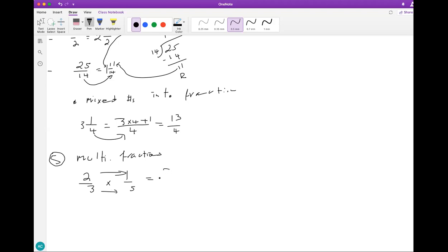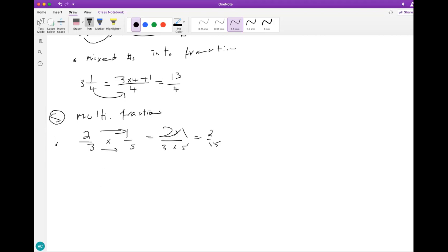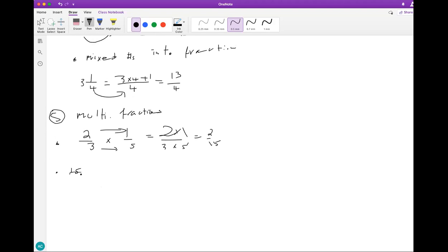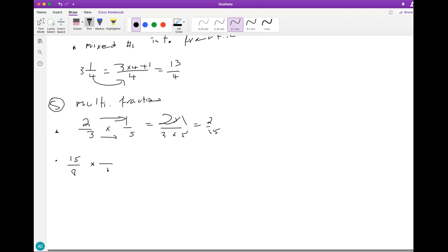So 2 times 1 over 3 times 5. That's 2 over 15. Okay, it's pretty simple. Sometimes you may need to simplify. So if you have, for example, 15 over 8, and you want to times this by maybe, let's say 5 over 4. So you can always multiply straight across.